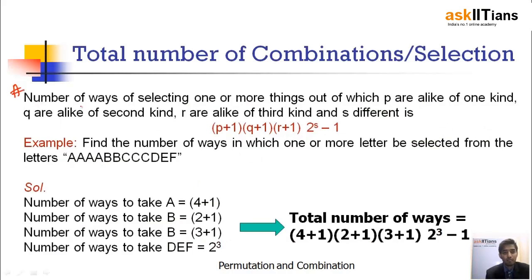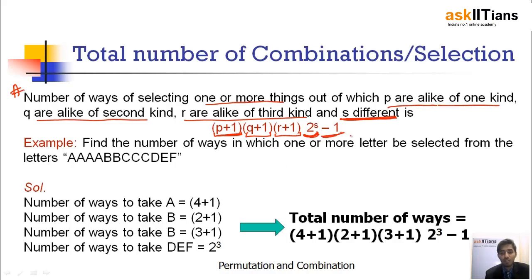Now let us consider this: the number of ways of selecting one or more things out of p alike of one kind, q alike of the second kind, r alike of the third kind, and s different. So if there are p alike, the number of ways of selecting will be given by p + 1. If there are q alike, it will be q + 1, and similarly for r alike it will be r + 1, and for s different objects, the number of ways of selecting will be given by 2^s and minus 1.